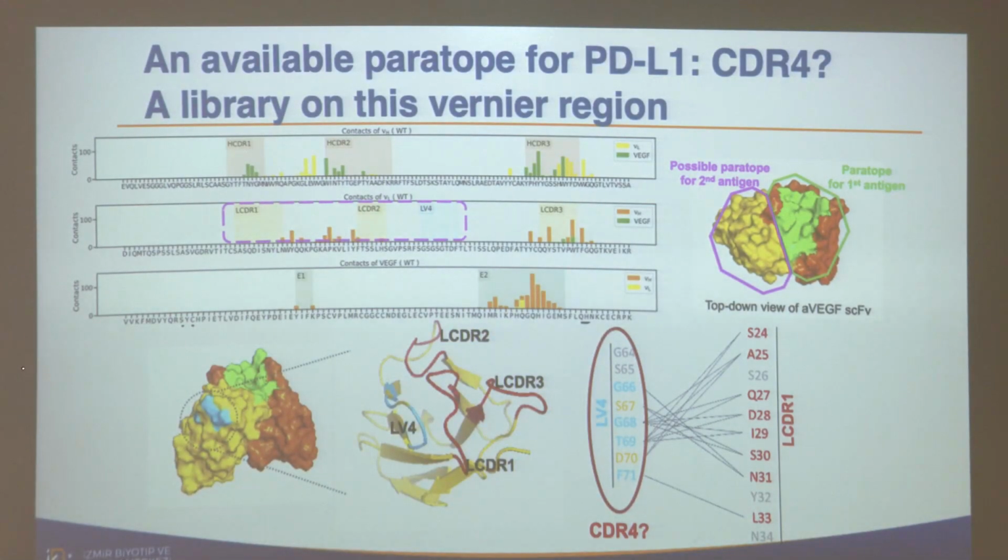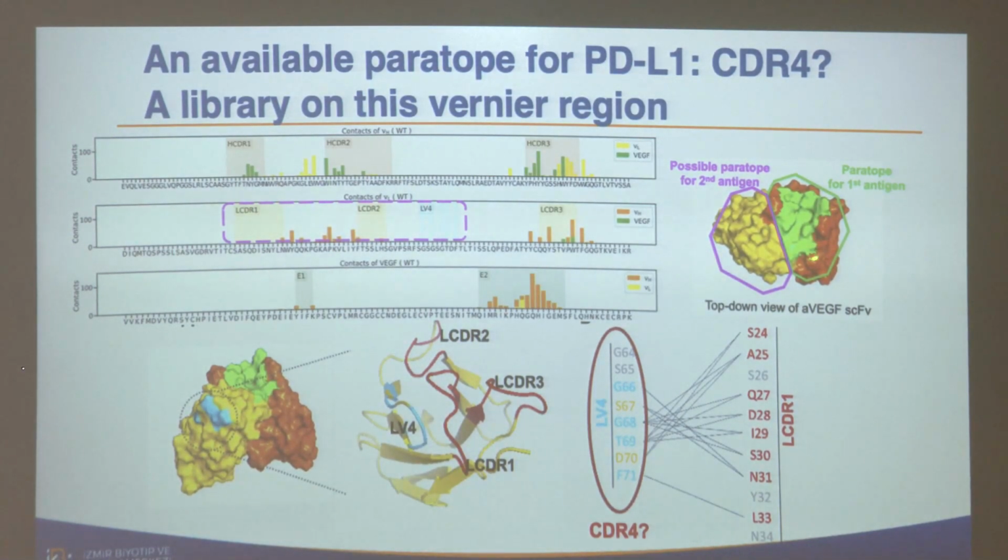So what we did. This is a bit complicated slide, but I will try to explain it to you. This is our scFv with VH and VL part, and this is our anti-VEGF scFv, by the way, that we already developed. We try to convert this to dual-specific, which will bind to PD-L1. So first, we need to choose a region where we will engineer and create our library, to make PD-L1 bind without losing the VEGF affinity.